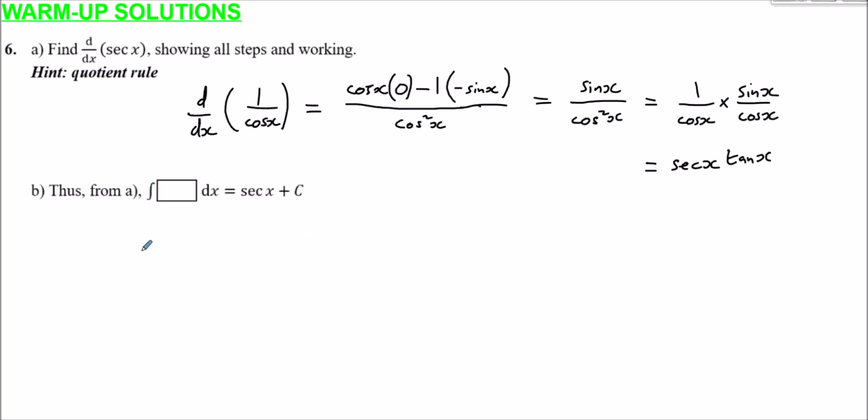So therefore, if I were to integrate sec x tan x with respect to x, I would get sec of x plus the constant of integration.